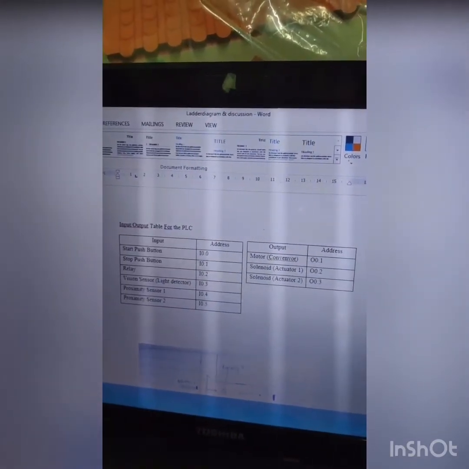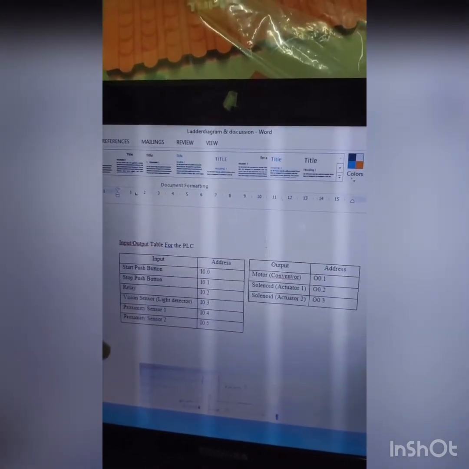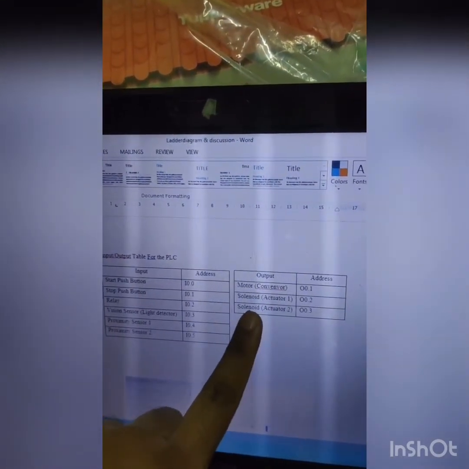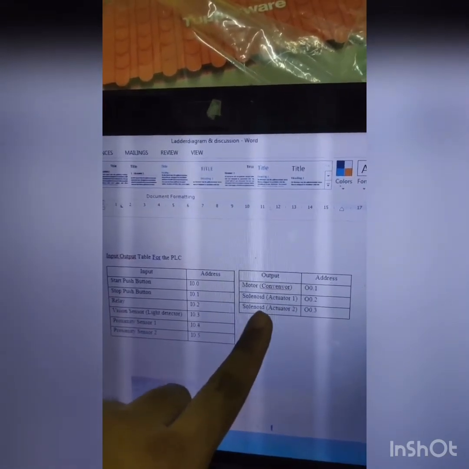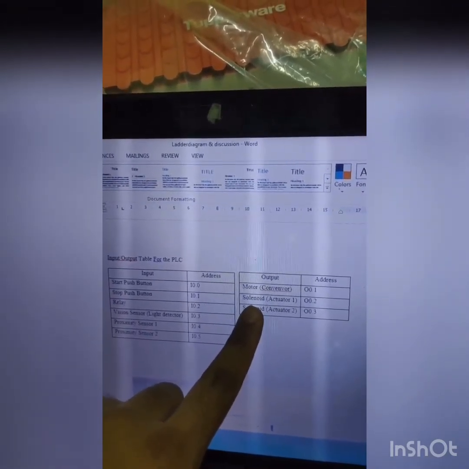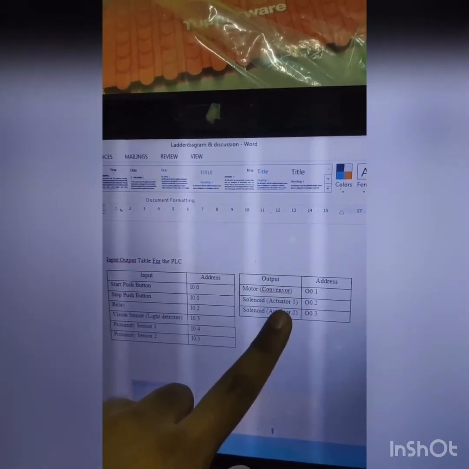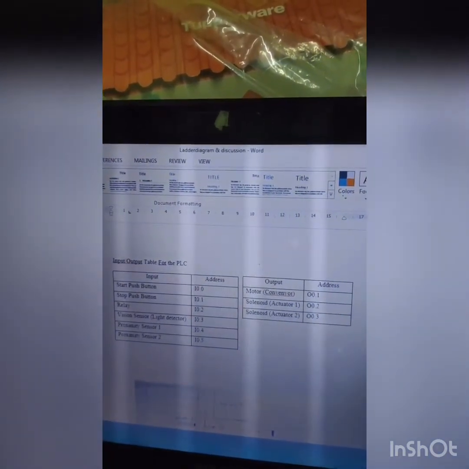Okay, this is the input-output table for our PLC. This lists all the components that we have used. For input components, we have a start and stop push button, relay, vision sensor, and proximity sensor, and for the output, we have a motor and solenoids. We have two solenoids here. The solenoid's function is to activate the valve to extend or retract the actuator.